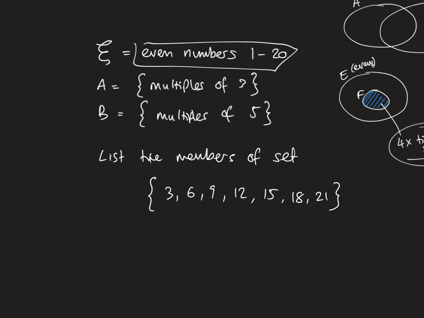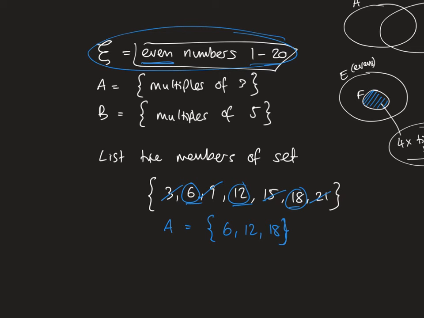Well, the problem is that we're just dealing with even numbers from 1 to 20. So in fact, that would just be the 6, the 12, and the 18. So the actual members of A in this case would be 6, 12, and 18. So do look out for this universal set, because it can sometimes give you an instruction that might make the question a little bit harder or help clarify what's going on in the question.